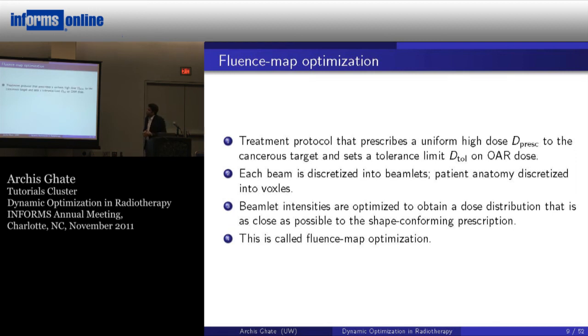The way treatment is planned is by doing something called fluence map optimization. So fluence map is basically the radiation intensity profile. This is actually called inverse treatment planning. It is called inverse for the following reason.